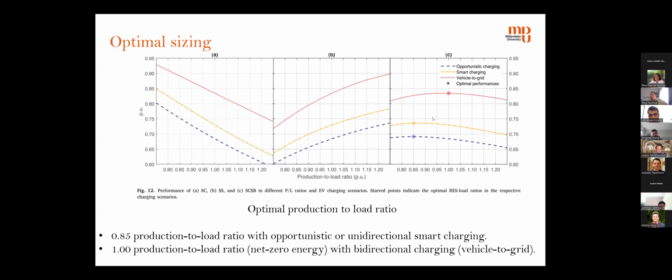And also, in this case, it was a net zero energy scenario, but what is the optimal production to load ratio? So if we have the vehicle to grid scenario, then net zero is the most optimal one. But if we don't have V2G, it is preferable to have less local generation compared to the load. So the optimal without vehicle to grid is 0.85, which means that the generation size is 85% of the demand. That will be the optimal one.